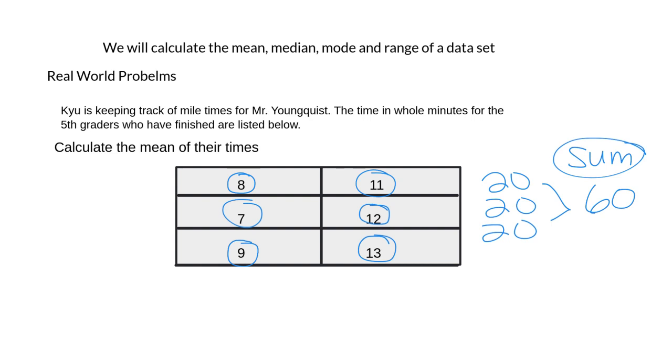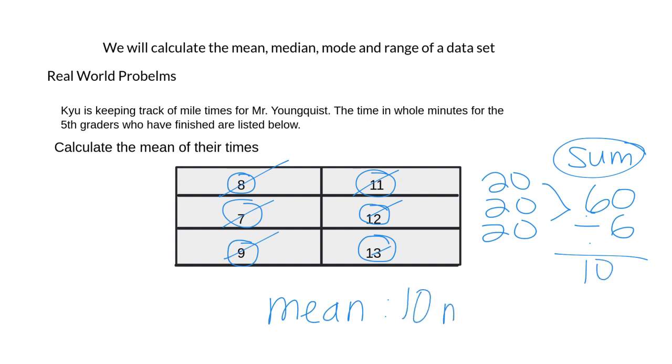So step 2 in calculating the mean of a data set is to divide that sum, 60 in this case, by how many numbers are in our data set. So I'm going to re-look at this. It should be easy for me to organize since my table is already in rows. 1, 2, 3, 4, 5, 6. I'm going to be dividing 60 by 6, and that will give us our average, give us our mean of all of these mile times. Okay, so our mean mile time, 60 divided by 6, is 10 minutes.